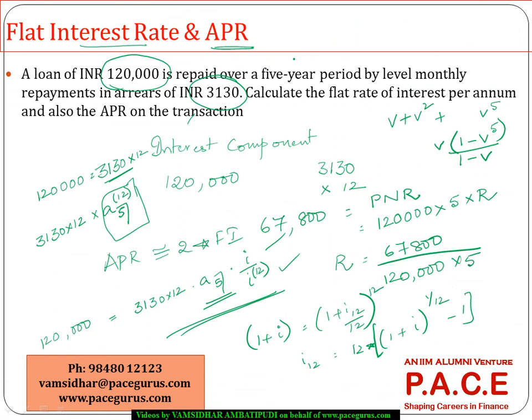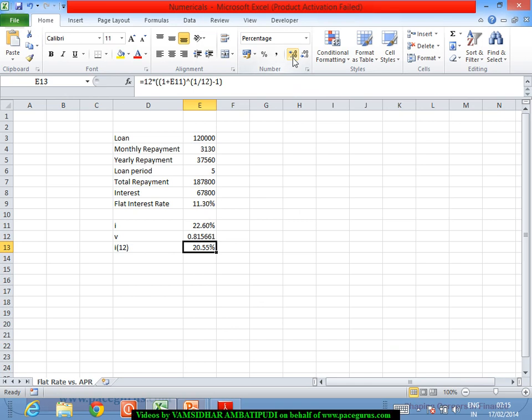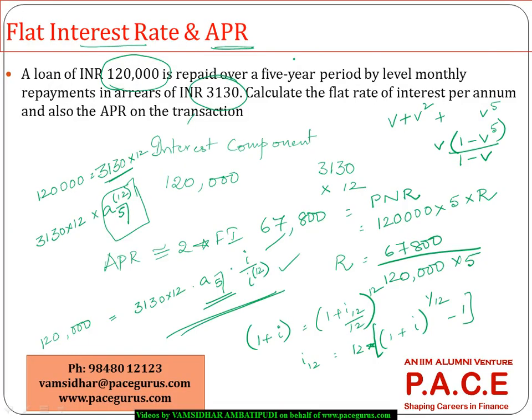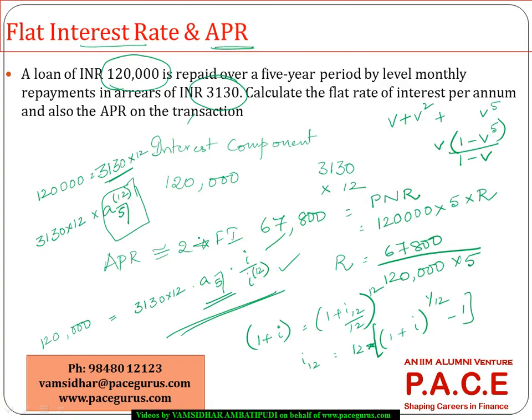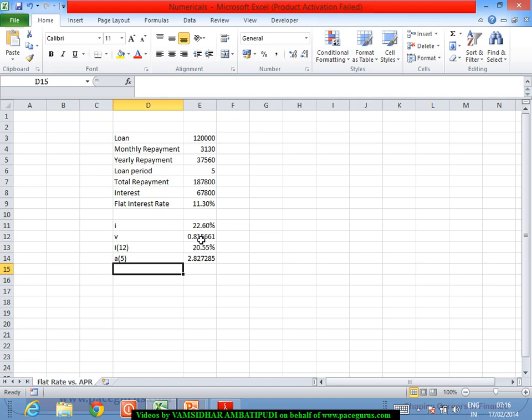Now I should get A5. So how do I get my A5 here? A5. How do I get A5? V into 1 minus V power 5 divided by 1 minus V. Okay, we'll do the same. V into 1 minus V power 5 divided by 1 minus V. This is A5. So 2.82 comes out to be my A5.